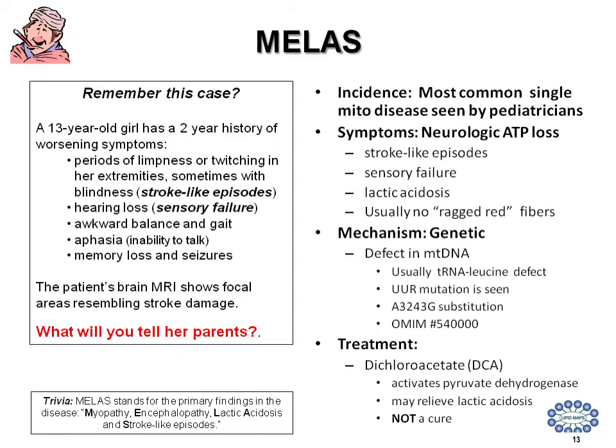Now, recall my very first slide in the first part of this lecture, I introduced this case of a 13-year-old girl who had a 2-year history of worsening symptoms, a variety of symptoms as listed here, none of which alone points to a specific disease. And this is a typical presentation of mitochondrial diseases, where there are several features that are not quite normal, but not necessarily a dominant single feature that points to a specific mitochondrial disease.